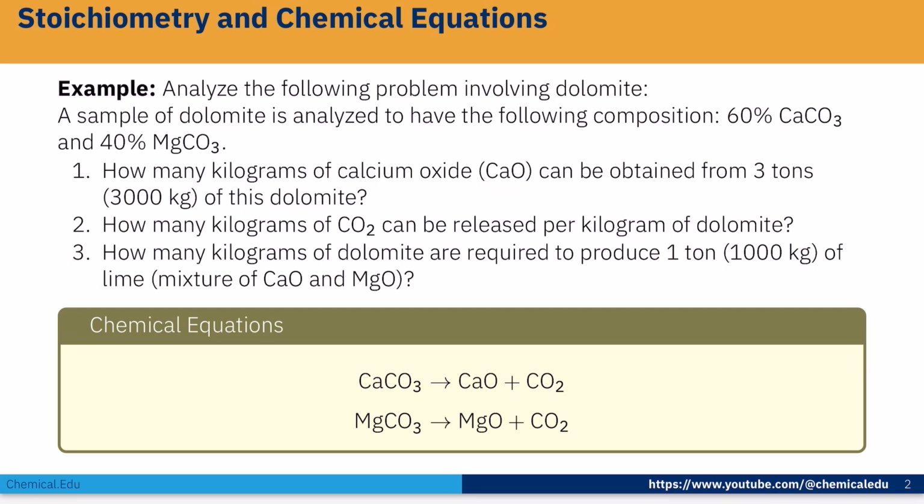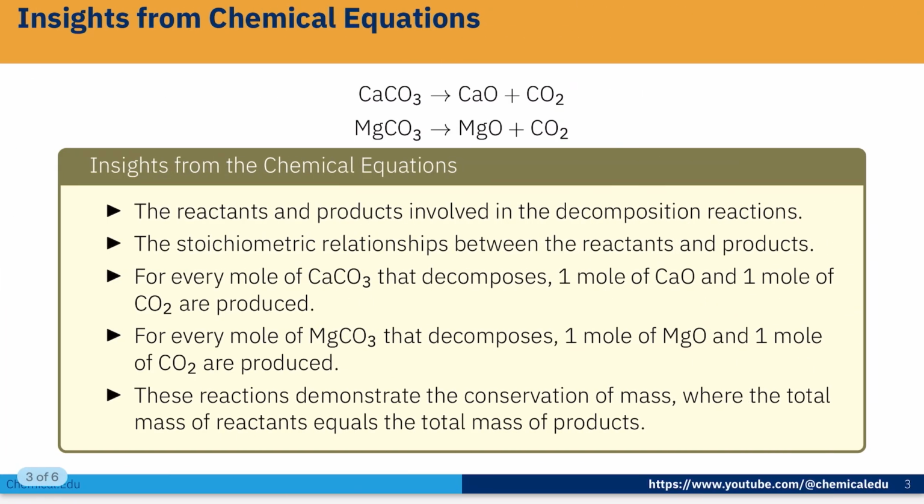Now here are the two chemical equations. So one is that calcium carbonate decomposes and produces 1 mole of calcium oxide and carbon dioxide. Magnesium carbonate also decomposes, that will produce magnesium oxide and carbon dioxide. Now here we have two equations. Now from these two equations, what insight will we get?